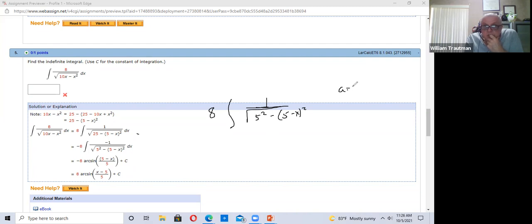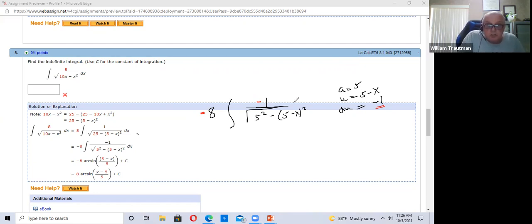And A is 5 and U is 5 minus x, but then you have to say what's du, and du is -1. So we're missing a -1 for my du. So that's where this -1, all we have to do is put a negative here, but it's supposed to be positive, so we have to put a negative here. So that's, I think that part was a little tricky.